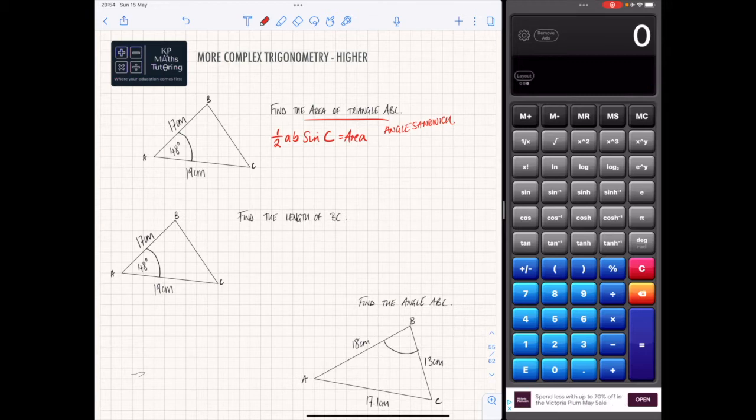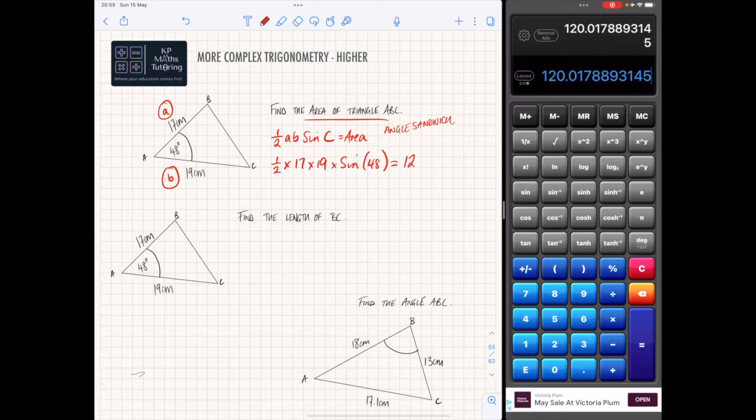So it could be that you find missing angles and know that it has to add up to 180, but you're looking for an angle sandwich. So a half times A and B. Now A and B are your two slices of bread. So I'm just doing 17 times 19, and then times sin of whatever angle it is you've got there, which is 48. And that will give you your area. So 0.5 times 17 times 19, and then times sin 48, close your bracket, gives me a total of 120 centimetres squared, that would be.